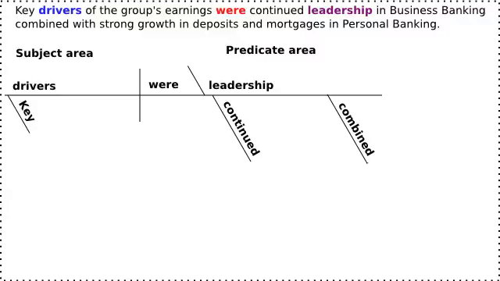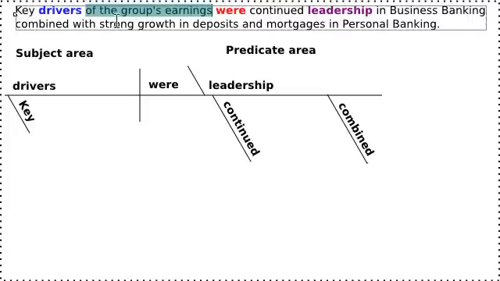This is part 2 of tutorial number 1 on diagramming sentences. In part 2, we're going to look at all of these prepositional phrases in this sentence. Let's look at our first one, of the group's earnings.